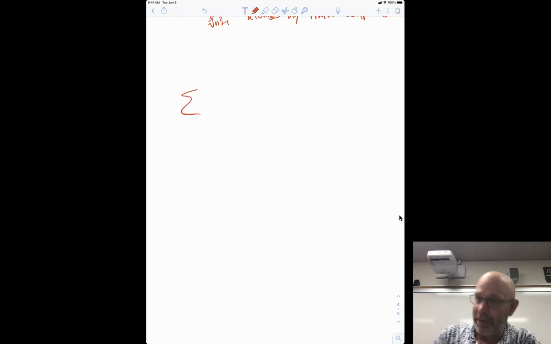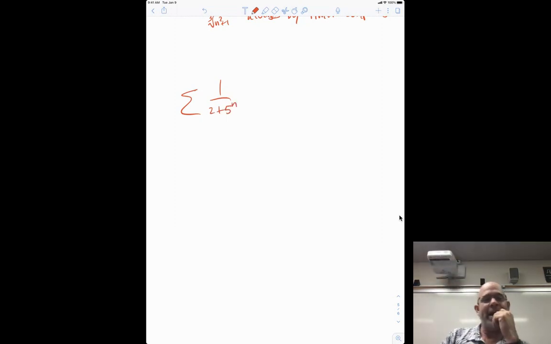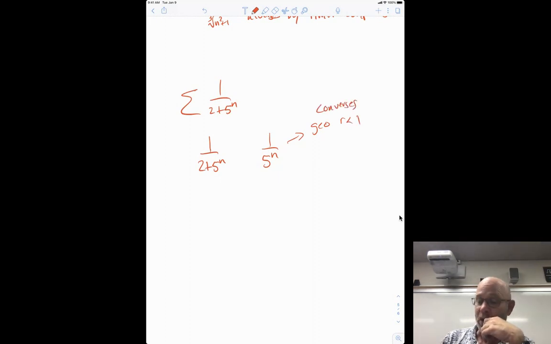Sorry. Let me rewrite it. I have it here. 1 over 2 plus 5 to the n. All right, so the idea is I got to compare this to something. So my first thought is, hey, let's just compare it to 1 over 5 to the n, because that's a geometric series. Notice, geometric, r less than 1, it's 1/5, so it converges. So hopefully, my series is less than that series. If it's not less than, I got a problem. It won't work. I got to try something else.